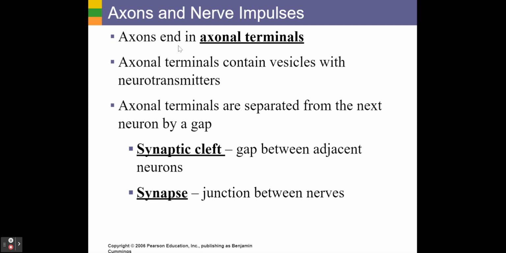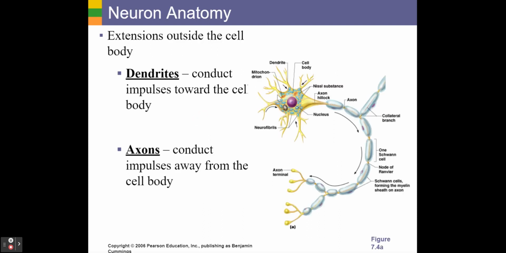So axons end in what's called an axon terminal. And the axon terminal is what actually contains the neurotransmitters that will cross the space in between each one of the nerve cells. So nerve cells don't actually touch each other. There's a space in between them called the synaptic cleft. And it's also sometimes referred to as the synapse. So the neurotransmitters are the ones that actually pass across that synapse to go from one nerve cell to the next.